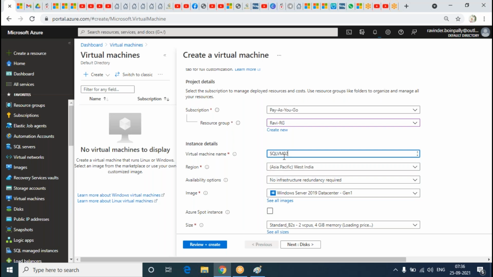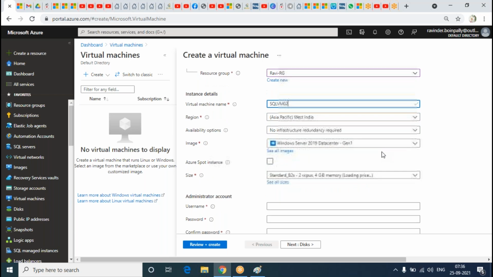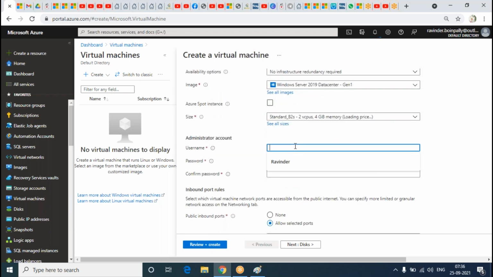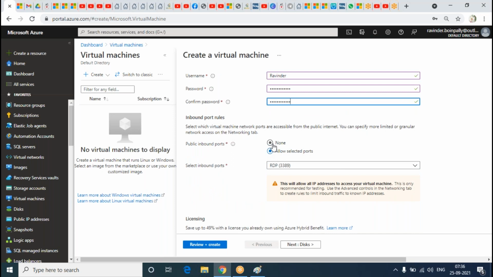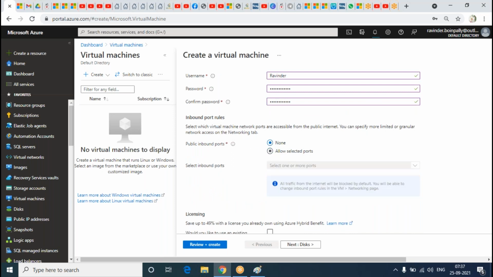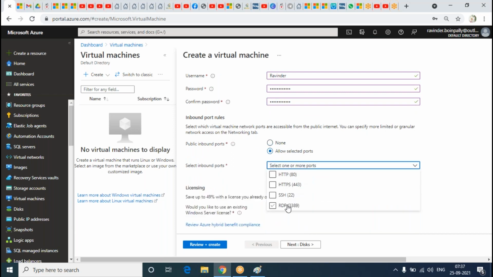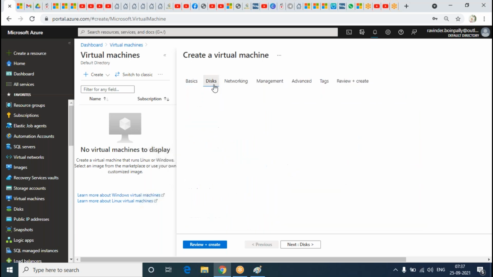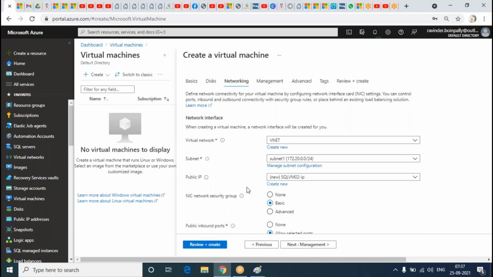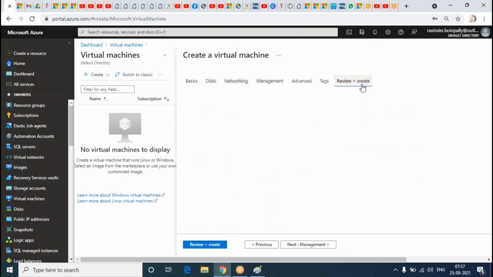That's how it is. SQL VM02, and I'm going to create it with the same details. It is within the subnet. I'll show it with a diagram. Everything I do, I'll show it with a diagram. No need to worry, you need to understand today's class. I'm not going to keep it none because we're going to talk about what is none with the first VM anyway. Okay, that's enough. Networking, VNet 1, subnet 1, let it be in the same network. Review and create.